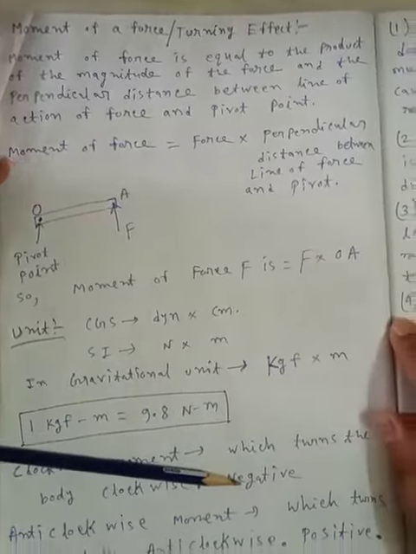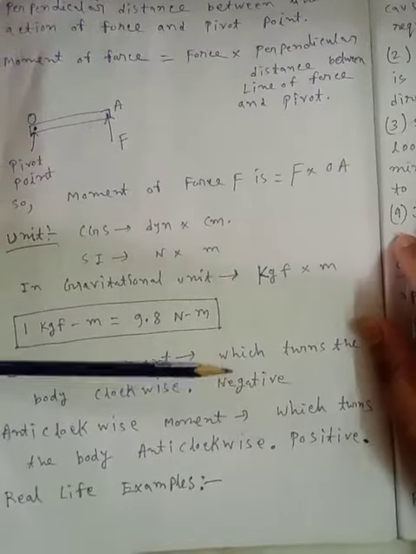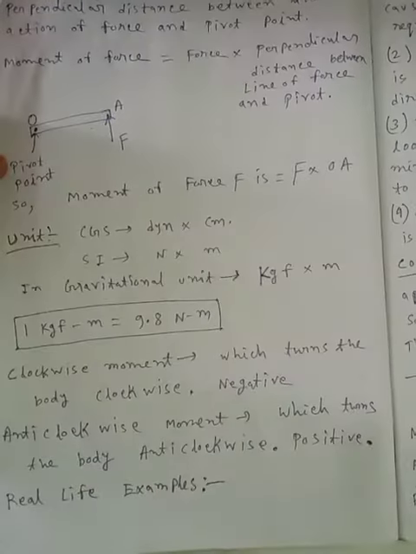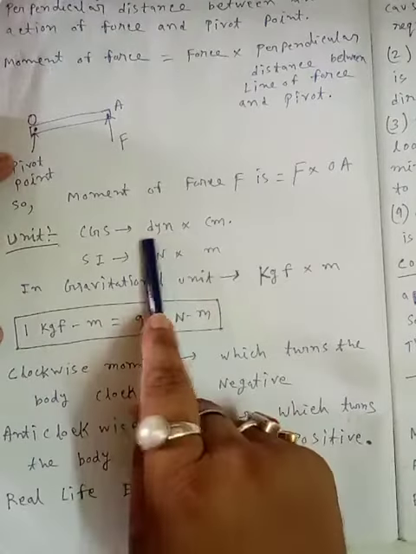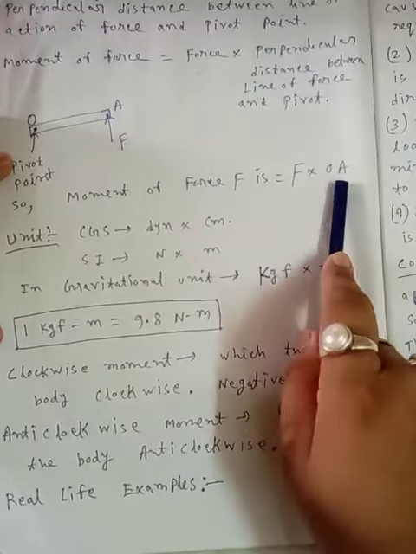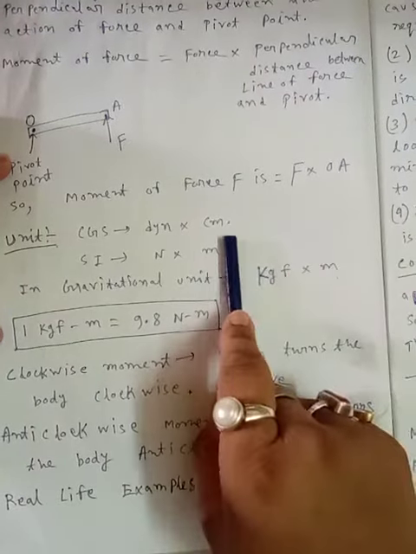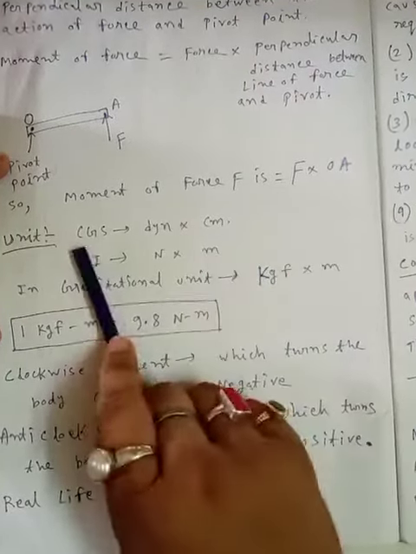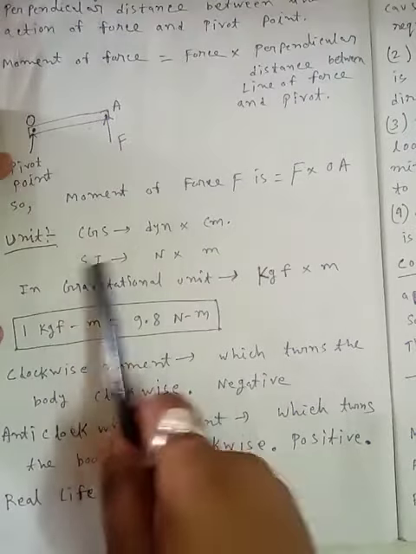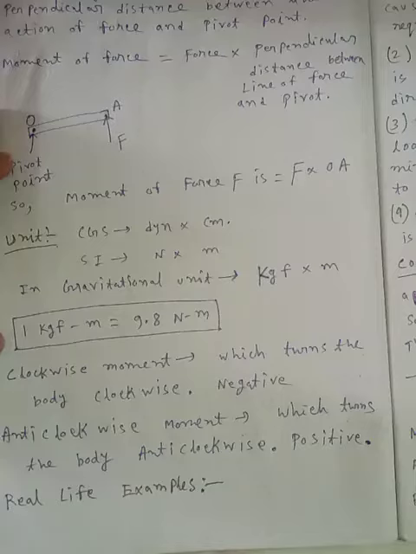Now move to the unit of moment of force. The CGS unit of moment of force is dyne centimeter, because the unit of force in CGS is dyne and the unit of distance in CGS is centimeter. So the CGS unit of moment of force is dyne centimeter and the SI unit is Newton meter.